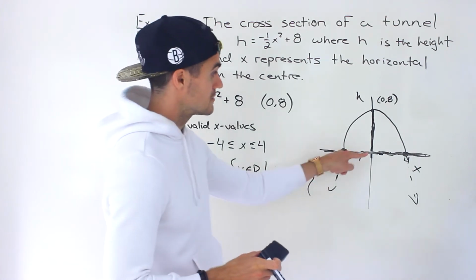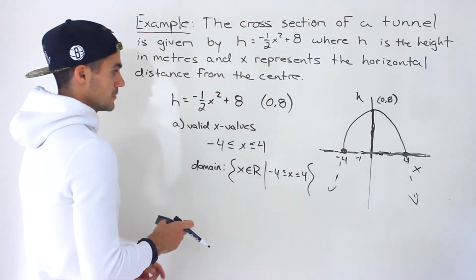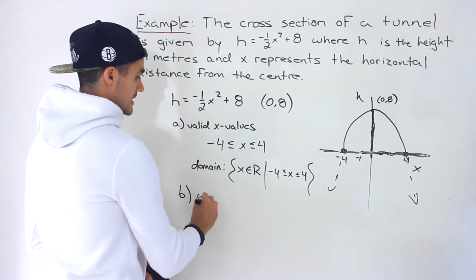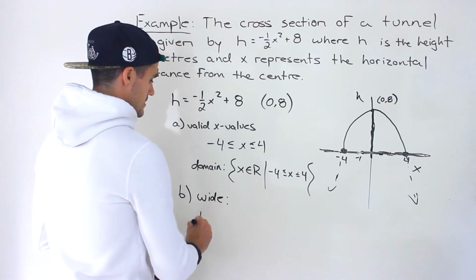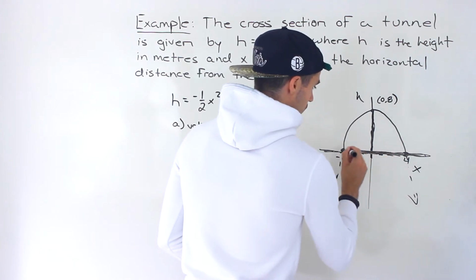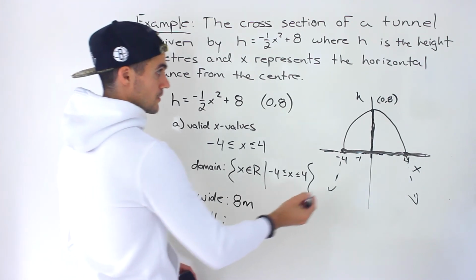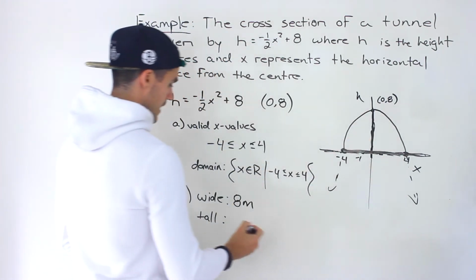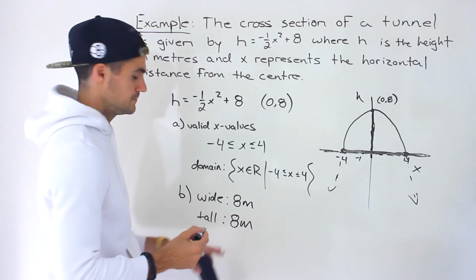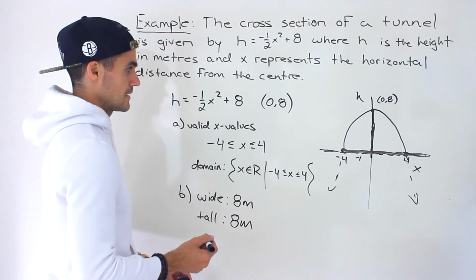If they ask for the valid h values, it would be from 0 to 8, because this is the maximum point. That's the vertex right there. But they didn't ask for that. They just asked for the valid x values. Okay, and then we can see, just from the diagram, how wide is the bridge? How tall is the bridge? Well, the bridge is 8 meters wide, right, from negative 4 to positive 4. And then it is also 8 meters high, right, from 0 to 8. So it's actually the same width and height. That's not always going to happen, but in this case, they're both the same. So it's 8 meters wide, 8 meters tall.